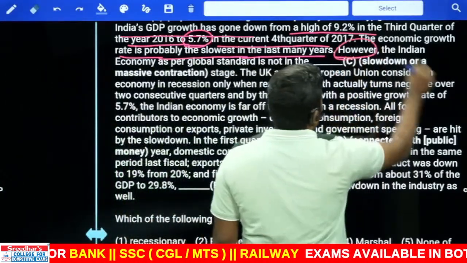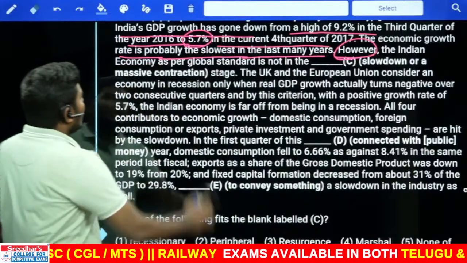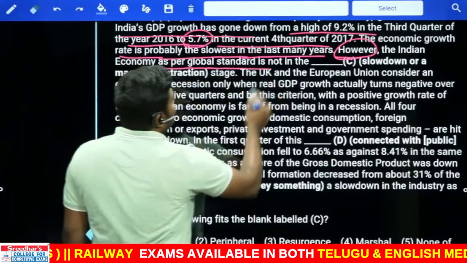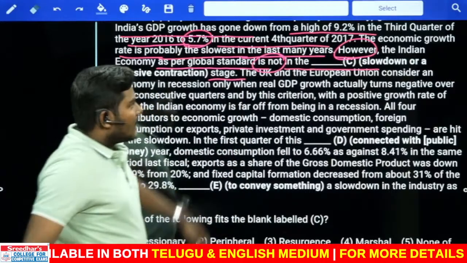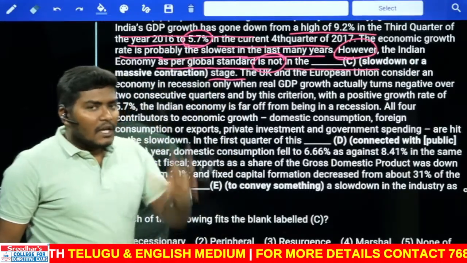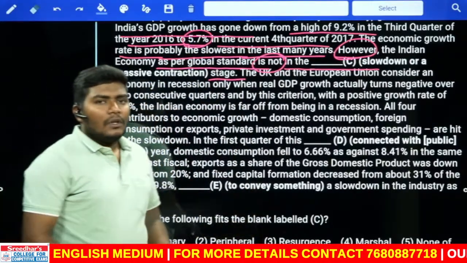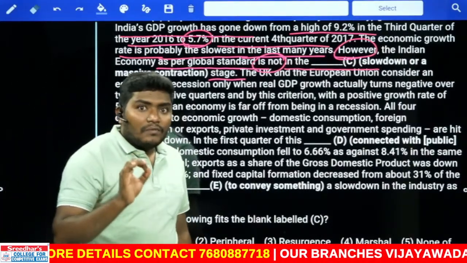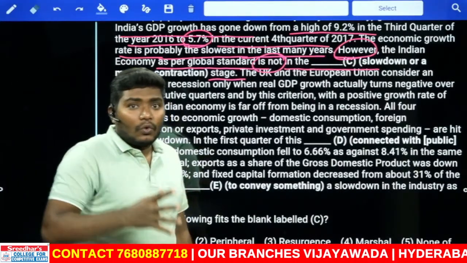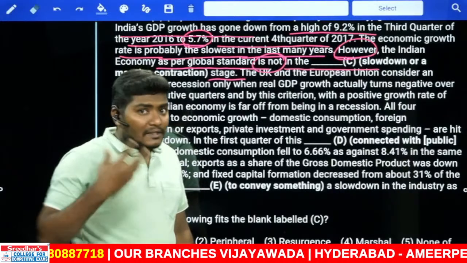Continuation. What is the continuation? However, the Indian economy, as per global standards, is not in the dash stage. See, in the above statement, what they are trying to tell is that the Indian GDP is completely down. Since 2016, the GDP has gone down, and the growth of the GDP is very slow.